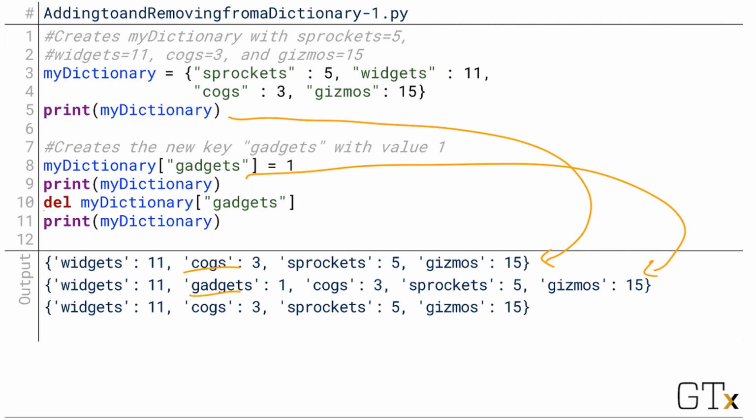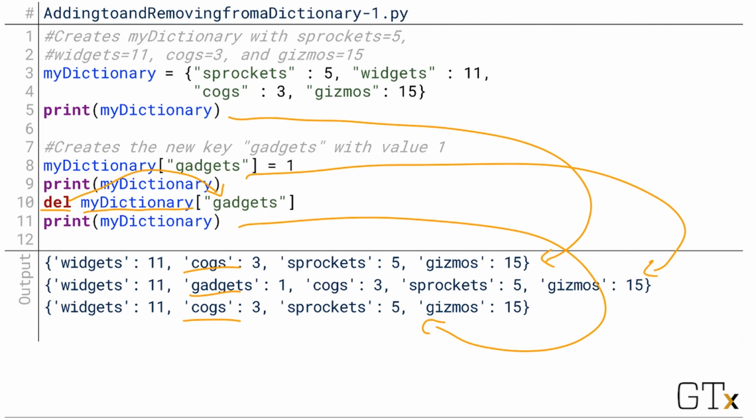And we also see here the delete function in action on dictionaries. We can call delete on a dictionary's key, and it will delete that key and its accompanying value from the dictionary. So after calling that, gadgets is again gone from my dictionary. The reason we create and use keys this way is that a dictionary cannot have multiple copies of the same key. If it did, it wouldn't know what value to return for that key.